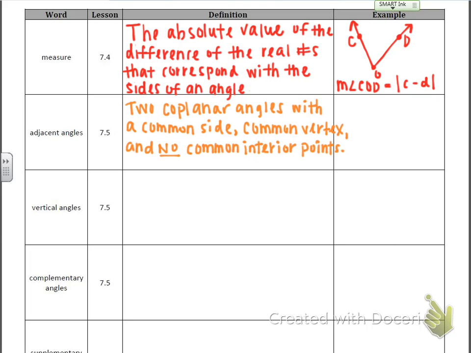Okay. So the way you can remember it is that adjacent means next to each other, so two angles that are next to each other. This is the full mathematical definition. So an example. Let's call this one angle 1, and let's call this one angle 2. So we would say that angle 1 is adjacent to angle 2, because they are next to each other. They have a common side, which is this side right here, right? And they have a common vertex, which is that point right there.